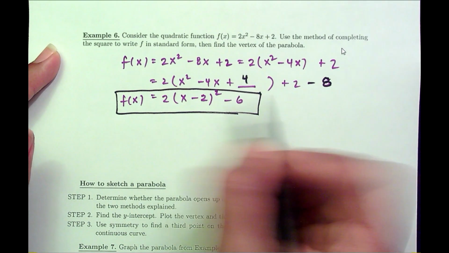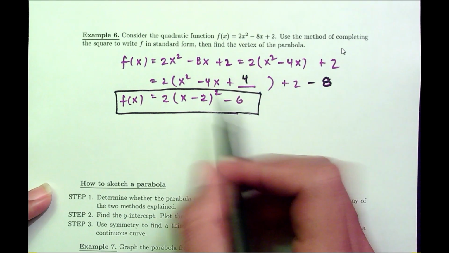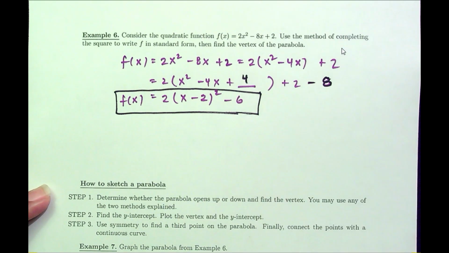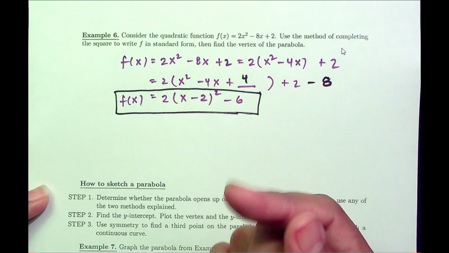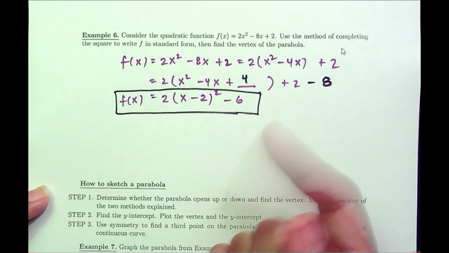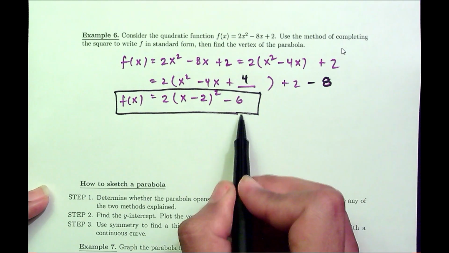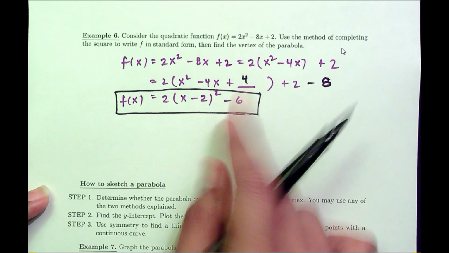Note that this method gives you both the formula in standard form, and then from it you get the vertex. If you use the formulas, you get it backwards. It's kind of like you get the vertex and then you put it in the standard form formula to get the standard form. Here you get the standard form first, and from there you read off the vertex.